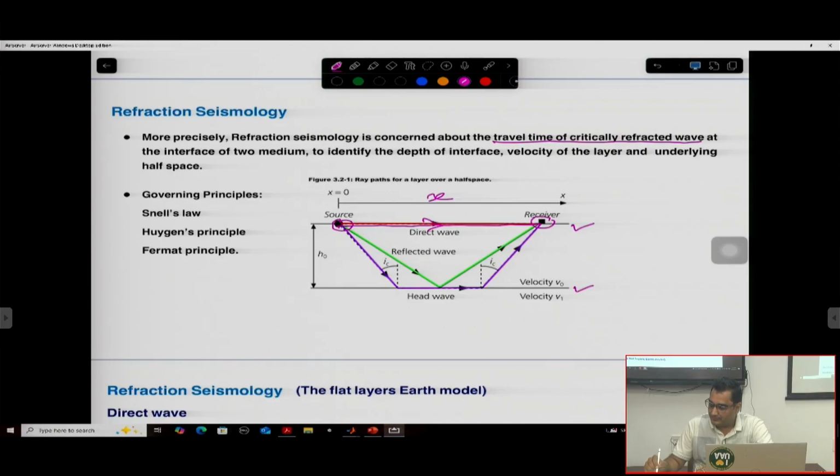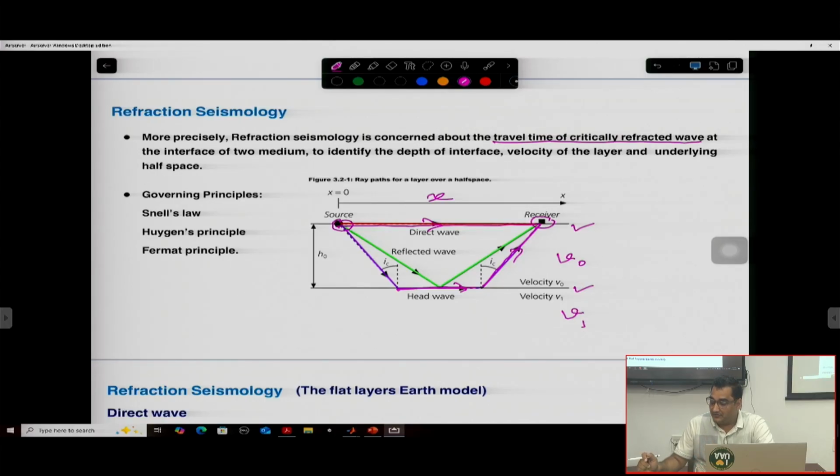There can be one more possibility: the ray is coming to the interface at the critical angle, then some part of the energy will be traveling along the interface of both of the layers. This is the interface where this energy is traveling, and we call it a head wave. Thereafter it will go back to the receiver. You can see the velocity of the first layer is V0, the velocity of the second layer is V1, which we call a half space, right.